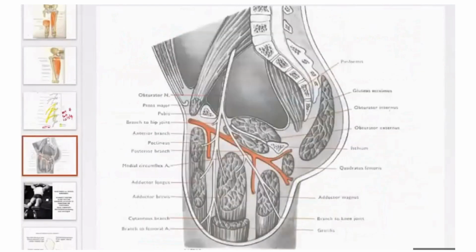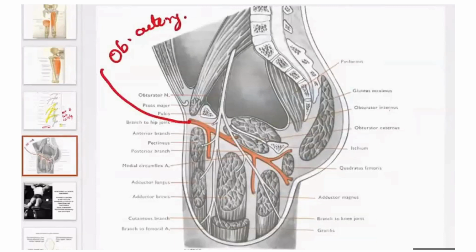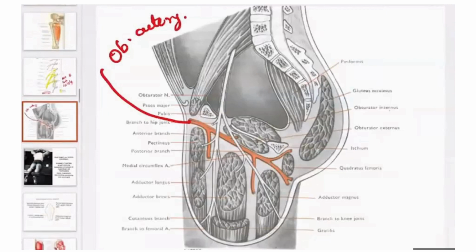The artery of the compartment is again obturator artery. So remember the names of the muscles for the medial compartment: gracilis, adductor longus, adductor brevis, adductor magnus. What you should remember is how many openings are present on the adductor magnus. Adductor longus is forming the boundary for the femoral triangle. Also, it forms the floor for the femoral triangle.